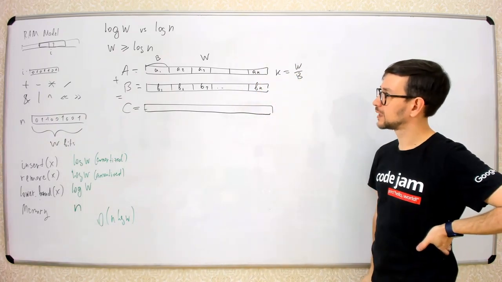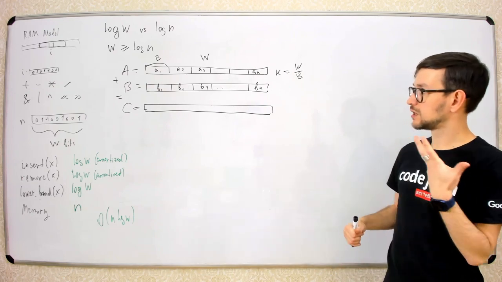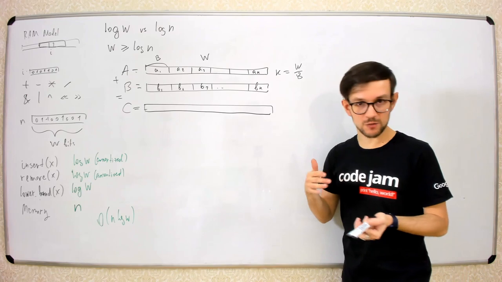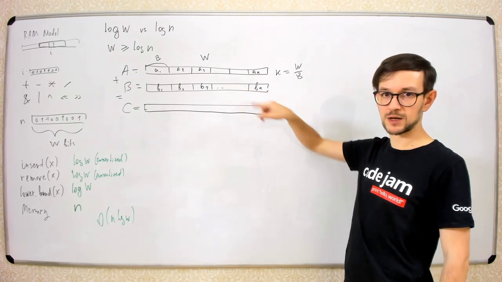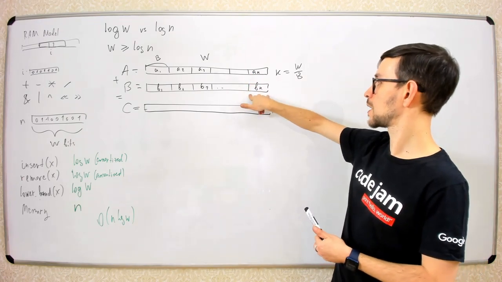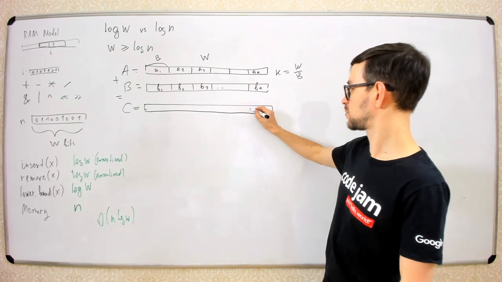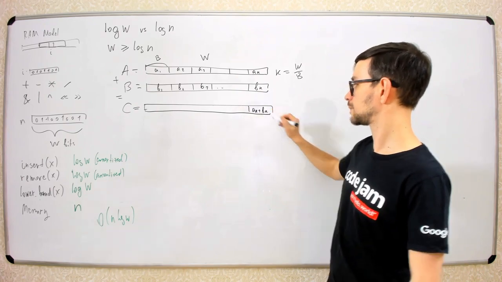Let's see. What will happen if we calculate the sum of these elements? You take these two blocks of bits and calculate their sum. So the sum of these two small integers will be put into this block. So this block will contain actually the sum A_k plus B_k.